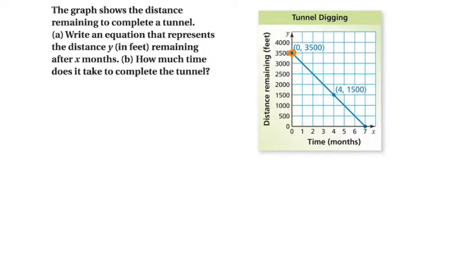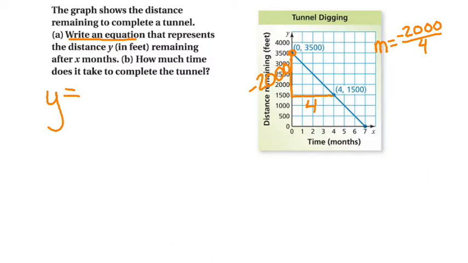In order to answer part A, write the equation y equals slope. I need to know my slope. I can use any 2 points on this grid. I'm going to use this point and this point. So I'm going down 5, 10, 15, 20. I'm going down 2,000 units. And I'm going over 1, 2, 3, 4 units. So my slope is negative 2,000 over 4.